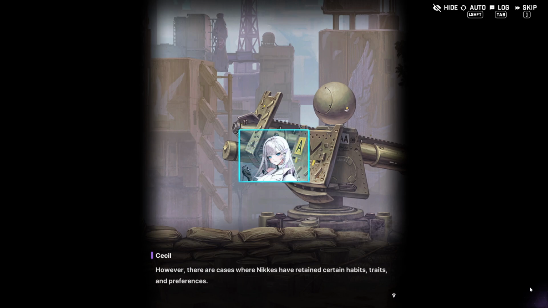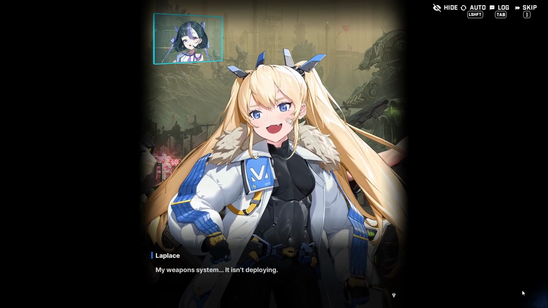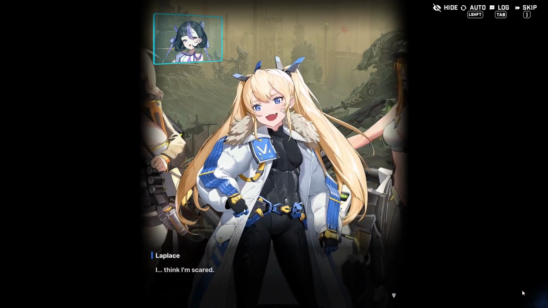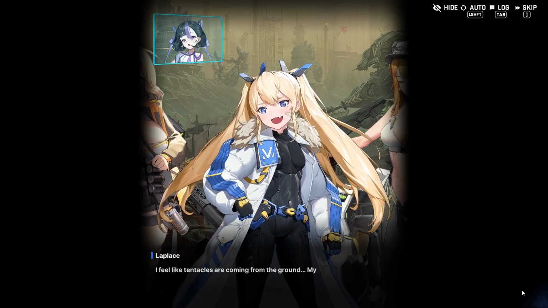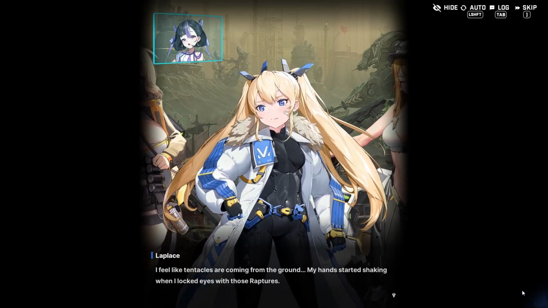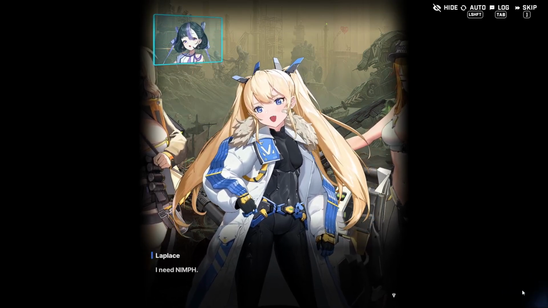Now that sounds cruel, but there are upsides to the NIMPH. NIMPH is used to suppress emotions and trauma for Nikke. For example, Laplace was completely frozen in fear, which rendered her unable to fight. This happened because she had her NIMPH removed. We'll get back to how on that later.